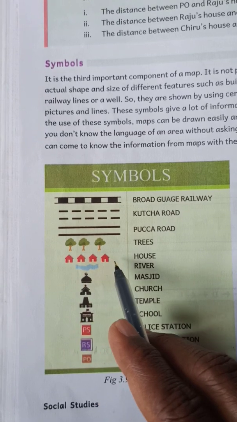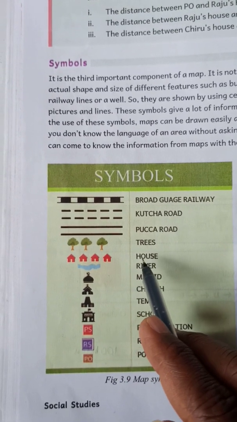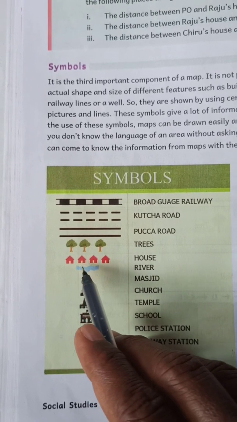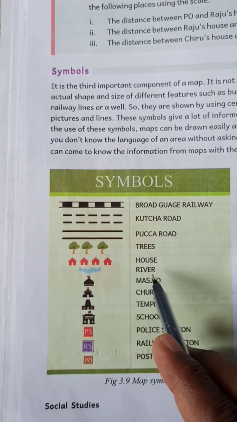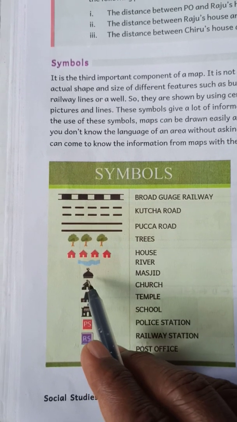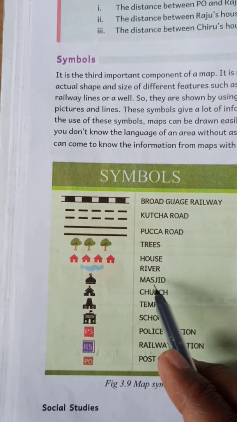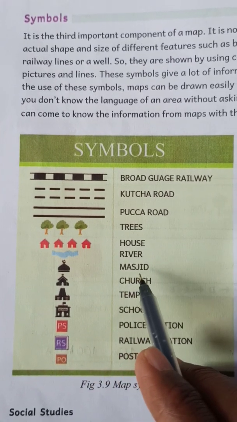Next, houses. This is a symbol of a house. Next, the river symbol here. This is the symbol of a river. And next one, this is a symbol of masjid or mosque.